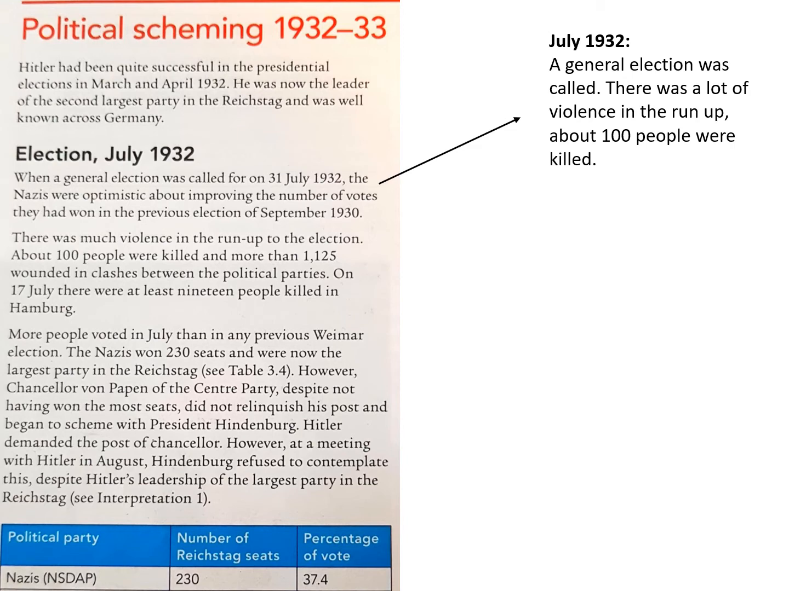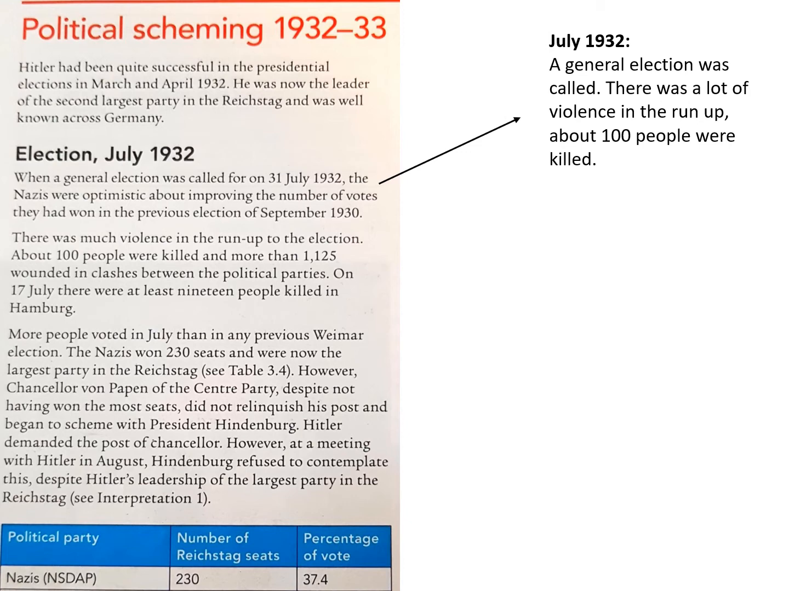However, Chancellor, remember Chancellor was the second most important job you could have in the Reichstag. It's like their version of Prime Minister, and the President was the most important job though. The Chancellor in 1932 was a man called von Papen, and he was in charge of something called the Centre Party. He hadn't won the most seats, but remember the President can decide who the Chancellor is. The Chancellor doesn't get decided by the election, but obviously the sensible thing to do is for the President to choose the Chancellor of the largest party.